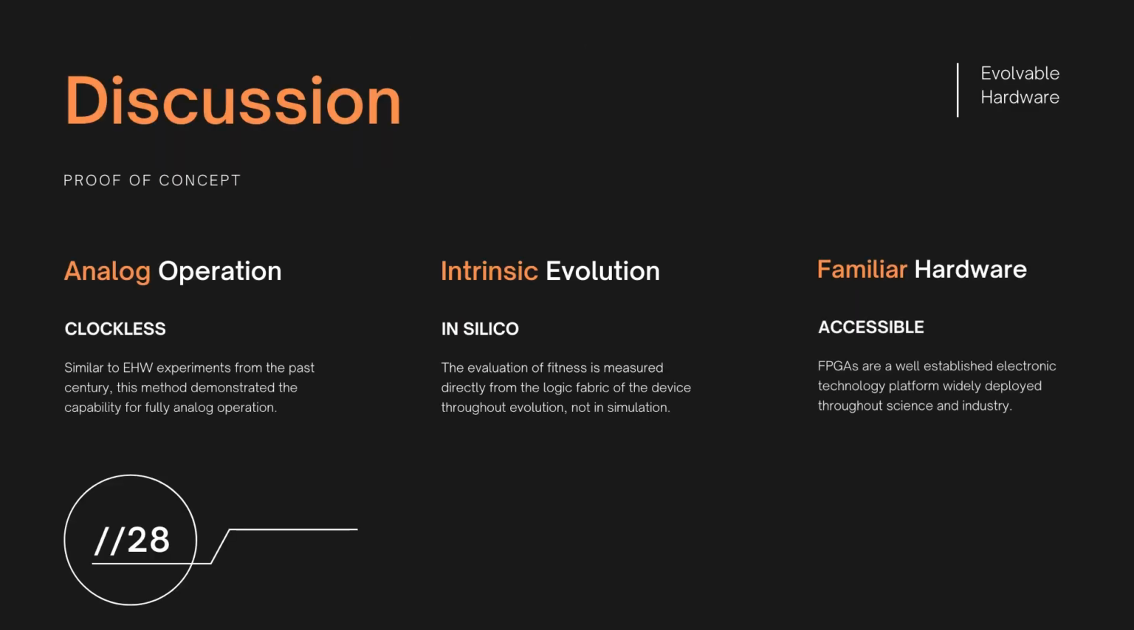So let's recap. We were able to show proof of concept operation for an FPGA intrinsic analog evolvable hardware technique that evolved circuits directly on the FPGA without the use of a clock. Next, we will attempt to reproduce one of Thompson's experiments, the evolution of a millisecond oscillator.